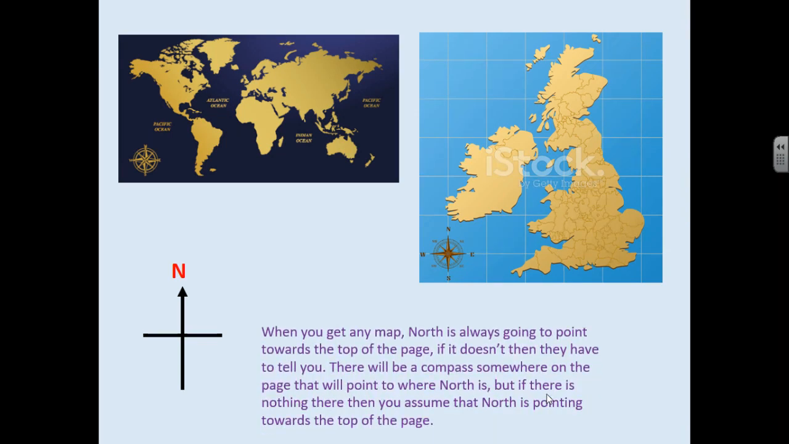Right, when you get any map, north is always going to point towards the top of the page. If it doesn't, then they have to tell you. There will be a compass somewhere on the page that will point to where north is. So in this case, we can see in these red circles where the north is pointing. But if there is nothing there, then you assume that north is pointing towards the top of the page.